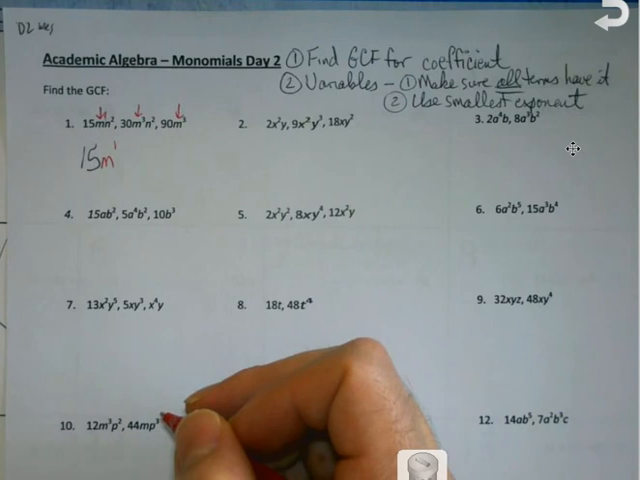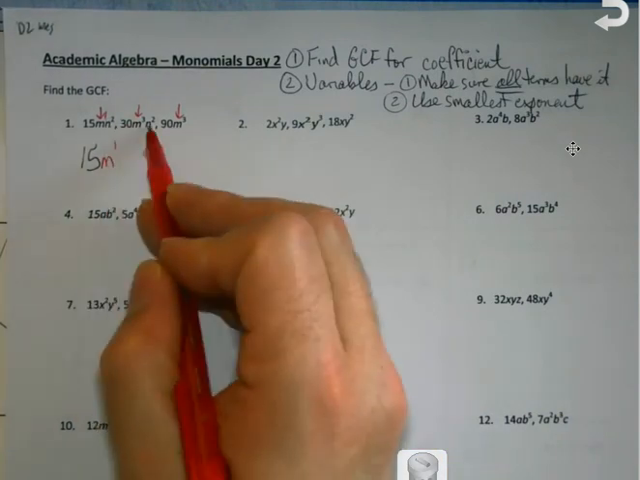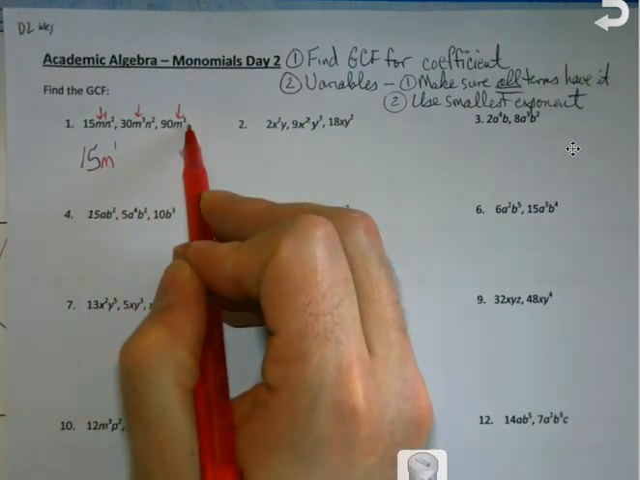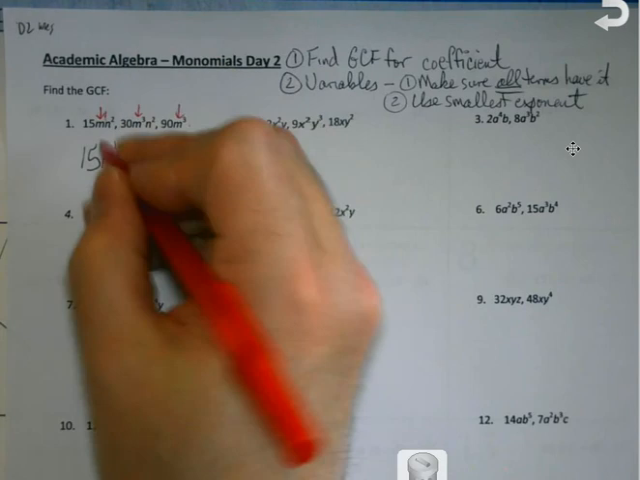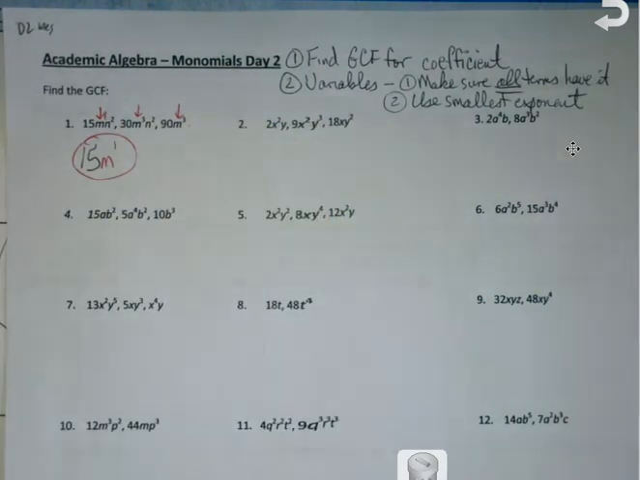Then my N's, that has N, that has N. Oops, that doesn't have N. I can't use the N's unless all 3 terms have it. So that's going to be my greatest common factor, 15M, or 15M to the first.